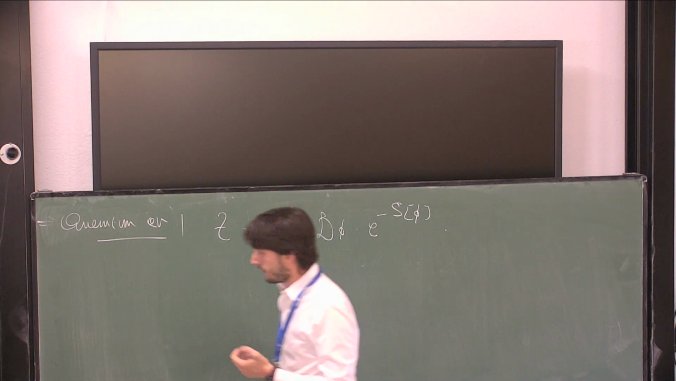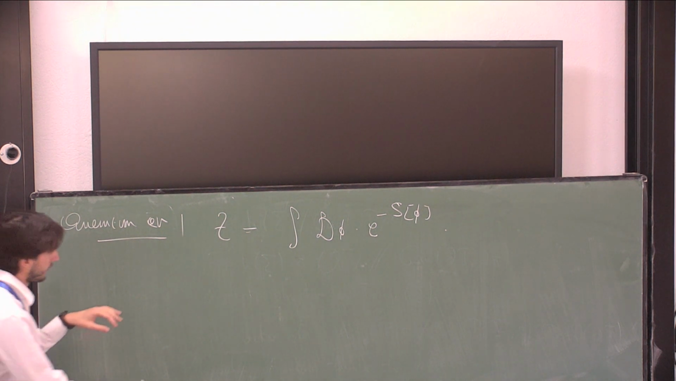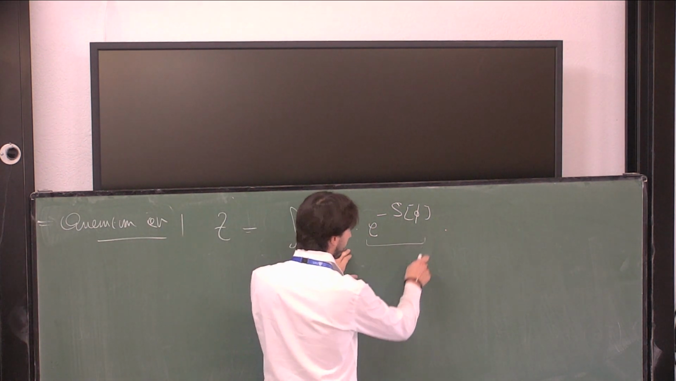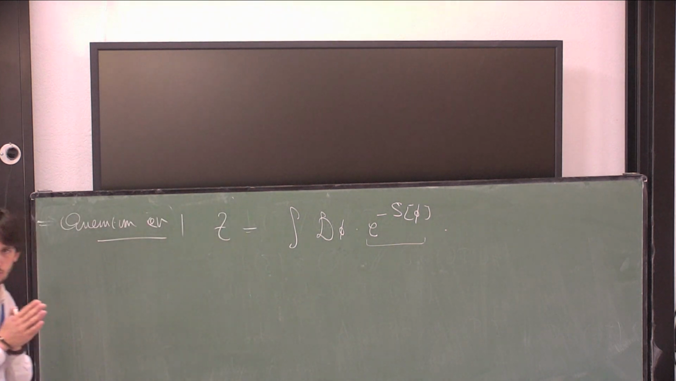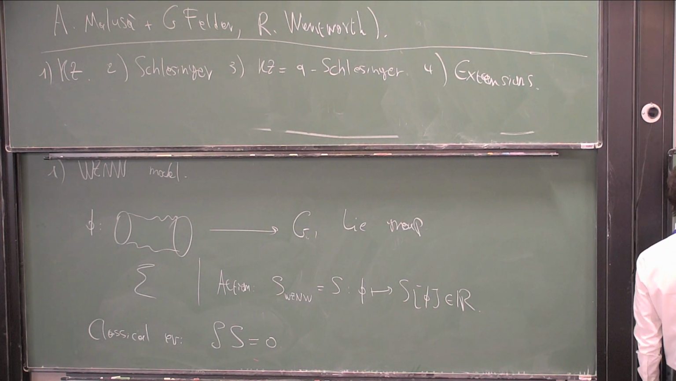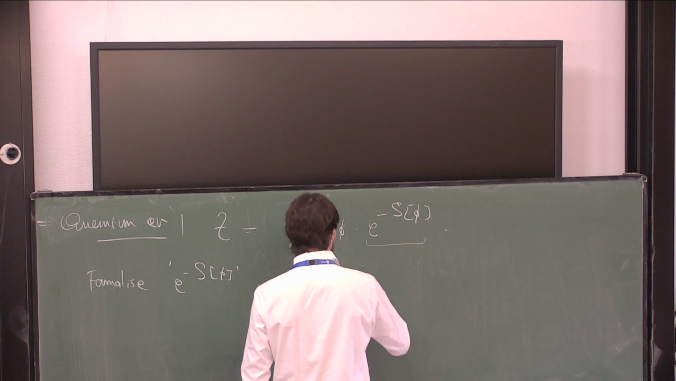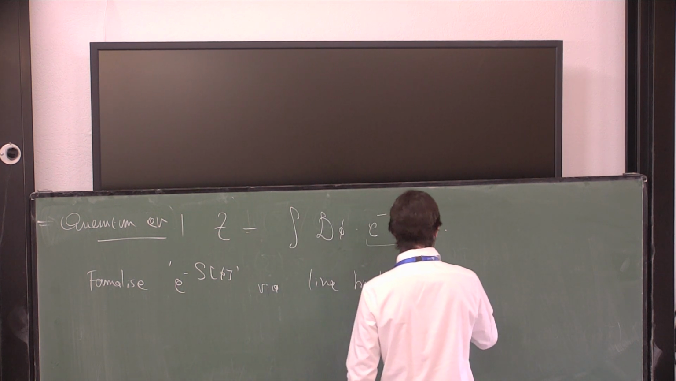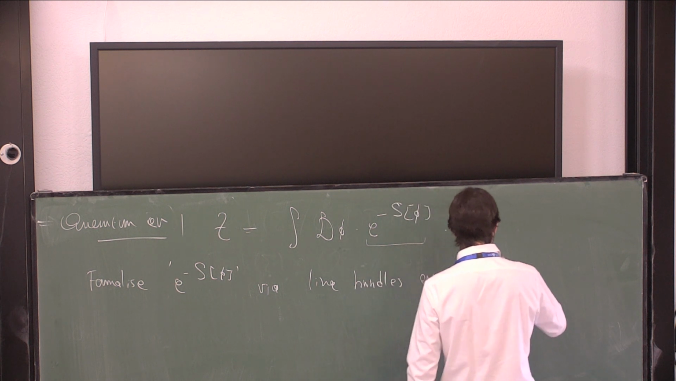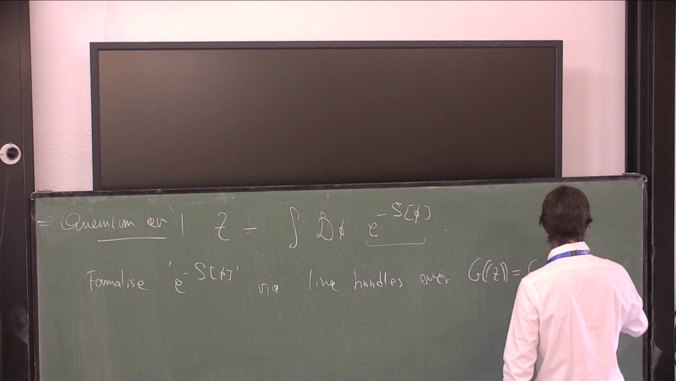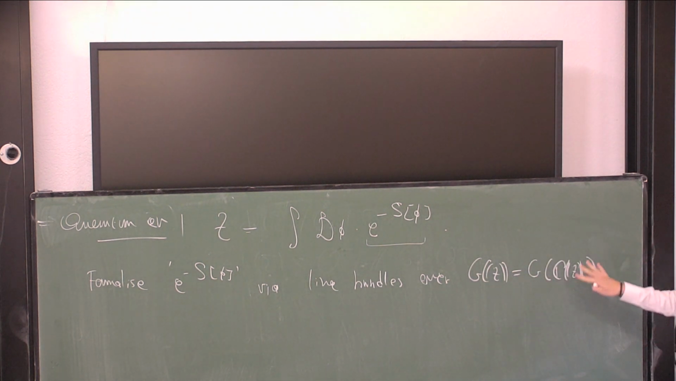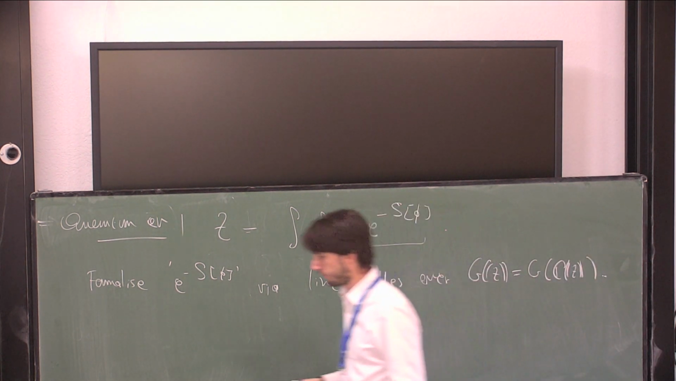This is difficult to formalize, so one can get at it a bit more geometrically or algebraically. If I understand correctly, the idea is that one can try to formalize this object as some section of a line bundle over the loop group. So one can make sense of and formalize this e to the minus S of phi via line bundles over the loop group G of Z, which are the points of G in the field of formal Laurent series.